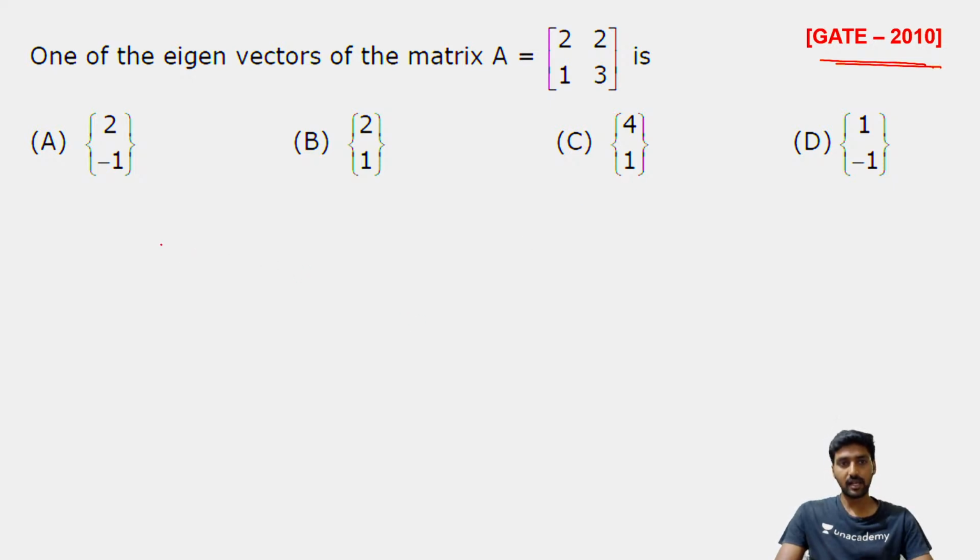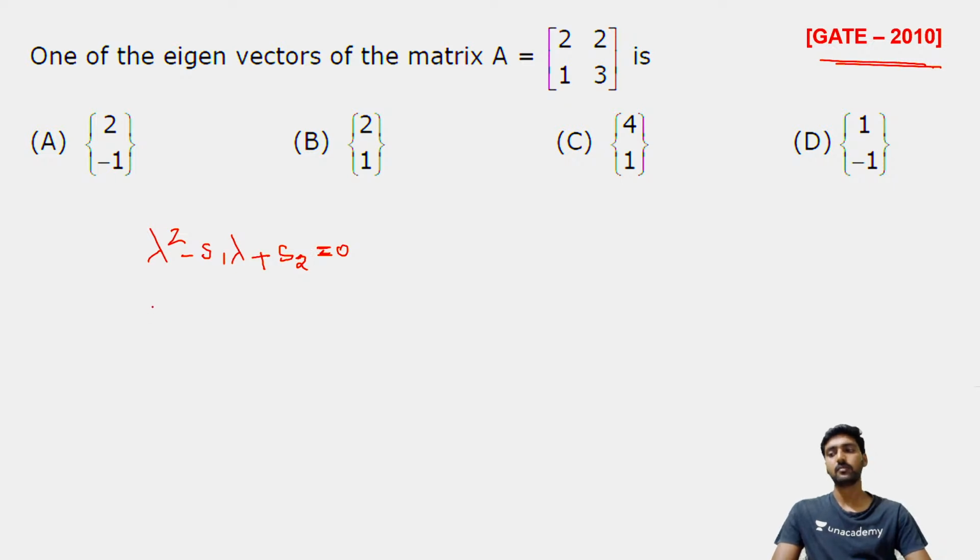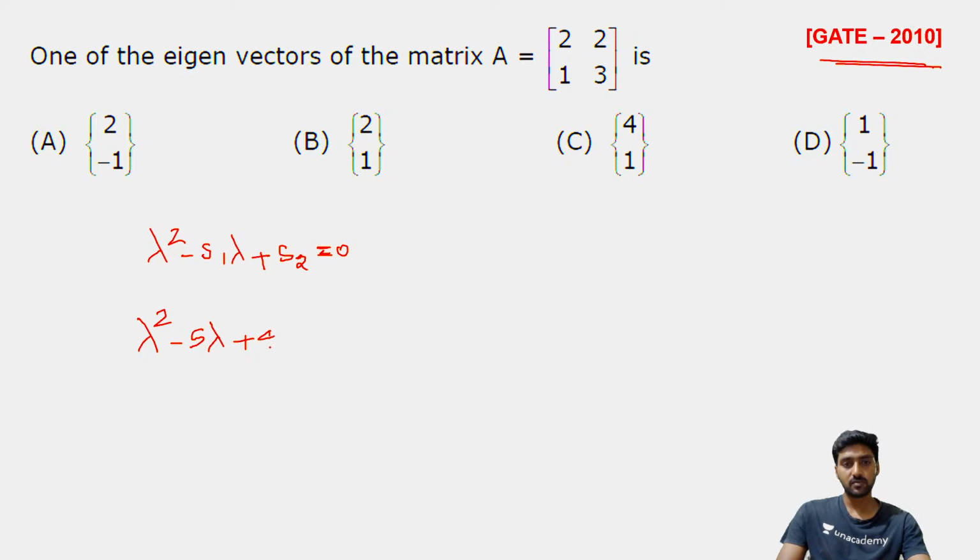We will check it. First, the eigenvalues. The actual procedure: lambda square minus S1 lambda plus S2 is equal to 0. Yes or no? Okay. Now, coming to this point: lambda square, S1, the sum of the main diagonal elements, minus 5 lambda, plus the determinant, 6 minus 2, that is plus 4, is equal to 0. Now the product is equal to 4 and the addition is equal to minus 5, that is minus 1 and minus 4. Lambda is equal to minus 1, minus 4.